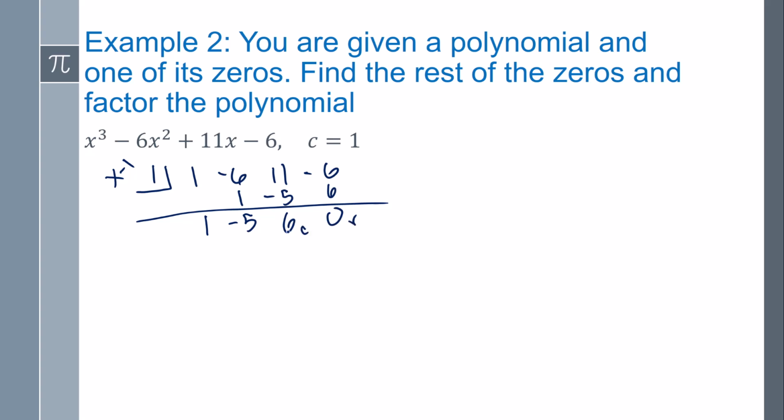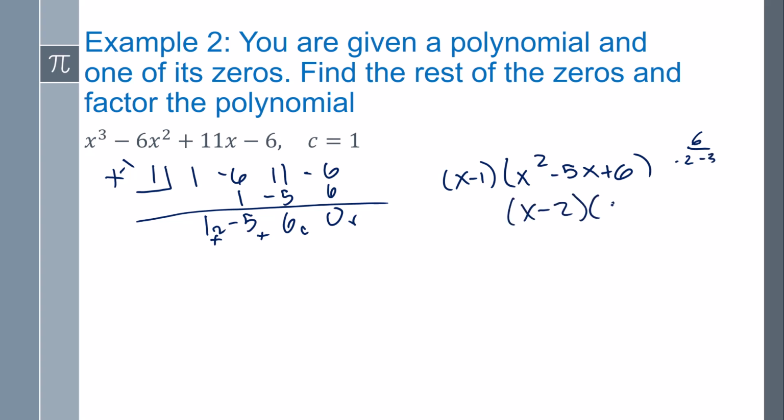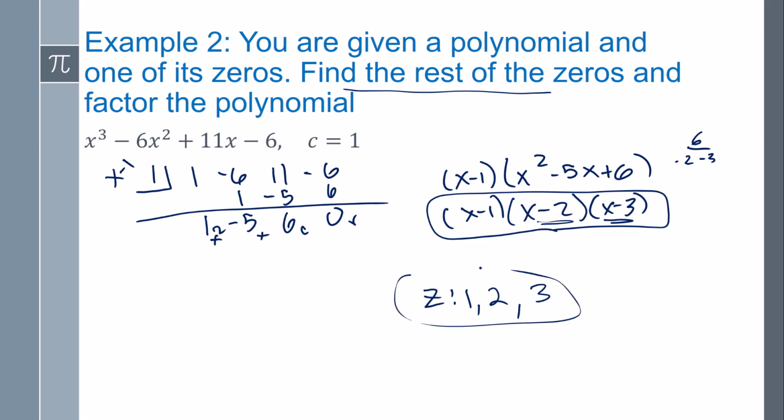So rewriting what I have: x minus 1 times x squared minus 5x plus 6. A times c is 6, factors of 6 that add to negative 5. So this will factor into x minus 2 and x minus 3. Let's parse what this problem is asking. It says find the rest of the zeros. So all of my zeros are going to be 1, which was given to me. Set x minus 2 equal to 0, I get 2. Set x minus 3 equal to 0, I get 3. And then it says factor the polynomial. So there's my factored form, and there are my zeros.